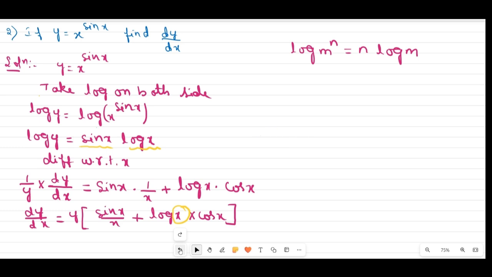Finally, I apply the value of y. The y value is x to the power of sin x. So I am writing the final answer: x to the power of sin x into sin x by x plus log x cos x. This is the final answer.